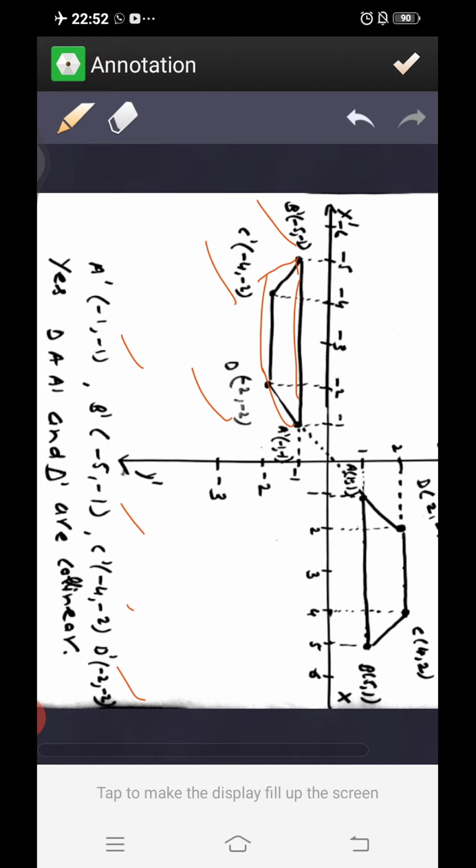Then it asks, are D, A dash, D dash collinear? So we say yes. If you do it on the original graph sheet, you will get all these 4 points, that is D, A dash, A and D, in a straight line. Then we will say that points D, A dash, D dash are collinear.